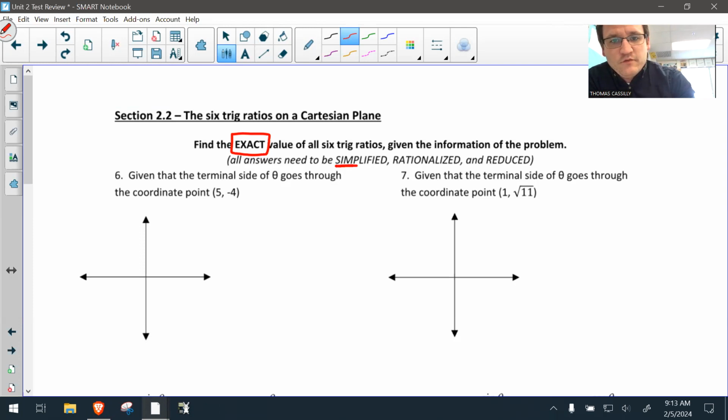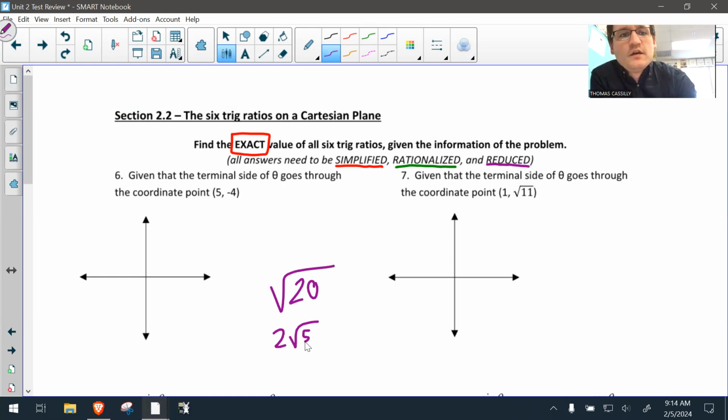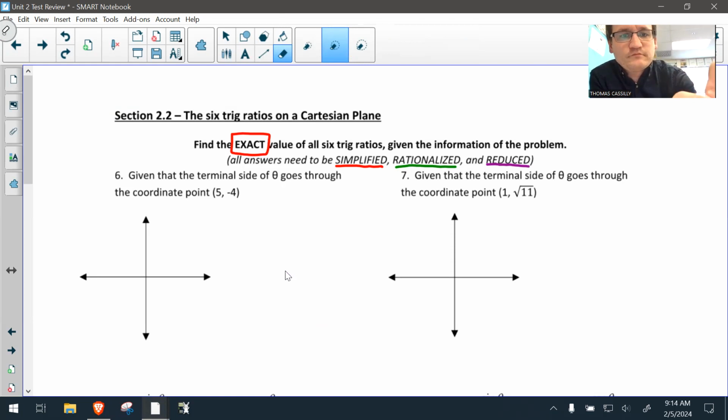So you should always reduce your fractions. All right. Rationalize. That means no square roots on the bottom, and reduce, which I already said. Reduce your fractions. So simplified means breaking down square roots. So what I mean by that is like the square root of 20 equals 2 square root of 5, stuff like that. All right, so that is the goal for this one here.